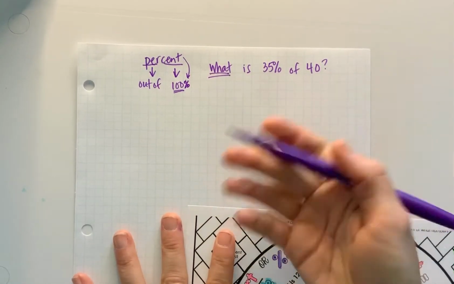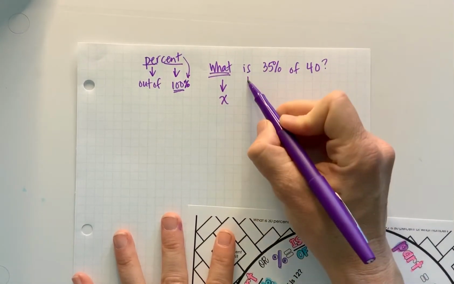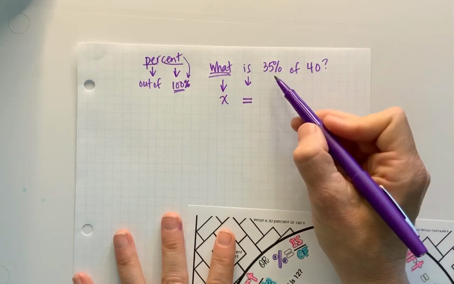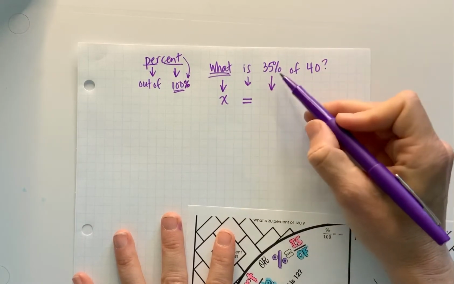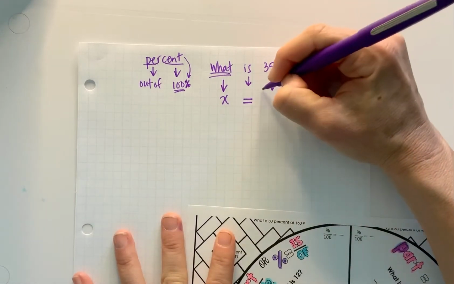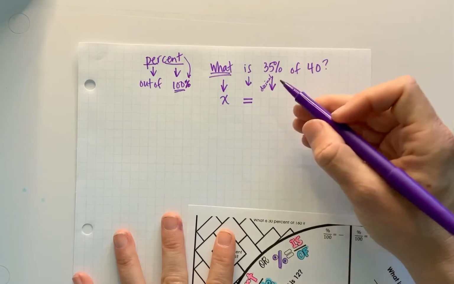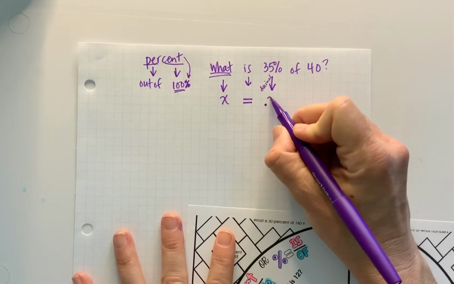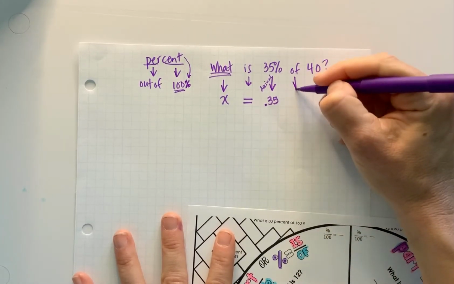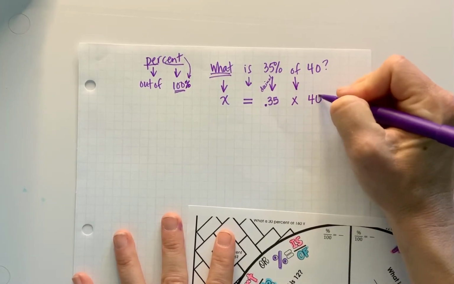And we can use each part of this to make an equation. So the what, that's the unknown. So that becomes our variable. That's the x, that's what you're solving for. Is, that's equals. What is 35%? Now, 35%, remember, is out of 100. So we're going to convert that to its equivalent decimal. So 35 out of 100, you think of it in hundredths. So it becomes 35 hundredths, or 0.35. Of, that's multiply, 40. That's just 40, so that's your whole.